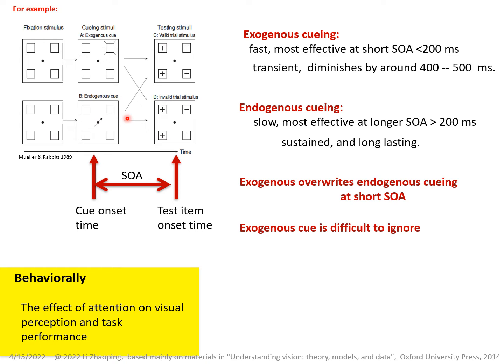And also, the exogenous cue is difficult to ignore. So for example, if you tell human observers that the location of the flash has nothing to do with where the T might appear, so that this is actually uninformative, the cueing effect will still be there. However, if it's an endogenous cue, then observers will completely ignore it because it's uninformative.